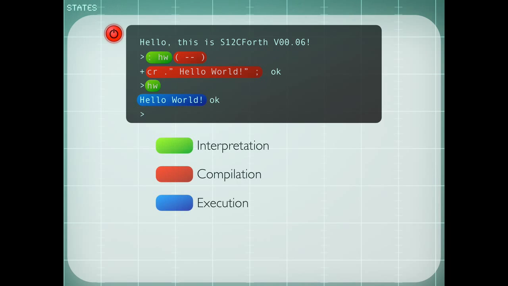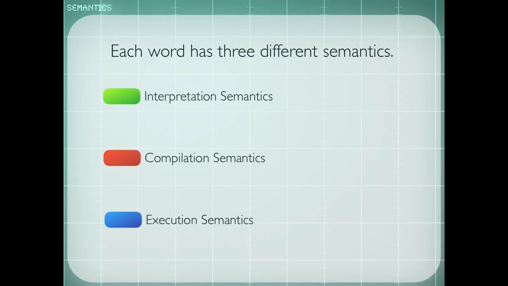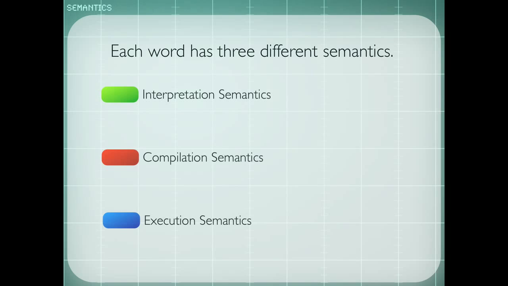Let's look at the state of the Forth compiler again. We have the interpretation state, which is highlighted in green. It's active while the command line is interpreted. Then we have the compilation state, highlighted in red. It's active while we define new words. And we also have an execution state, which was active during the execution of our new word. For each of these three states, words can have different semantics.